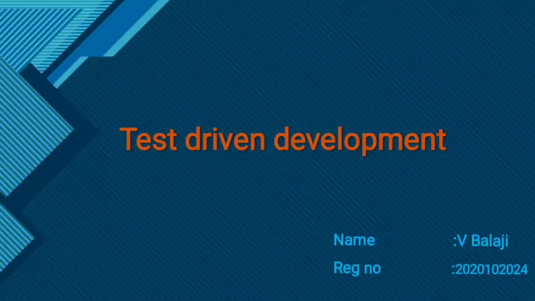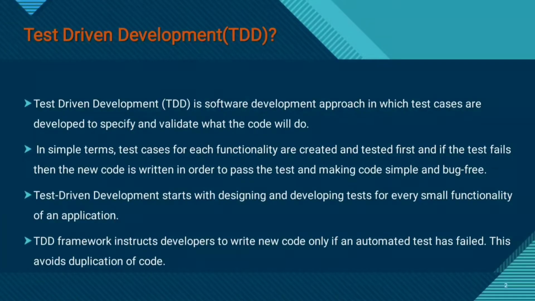In this video, we are going to discuss test driven development. What is test driven development? Test driven development is a software development approach in which test cases are developed to specify and validate what the code will do. In simple terms, test cases for each and every functionality are created and tested first, and if the test fails, then the new code is written. Otherwise, it goes into it in order to pass the test and make code simple and bug free.